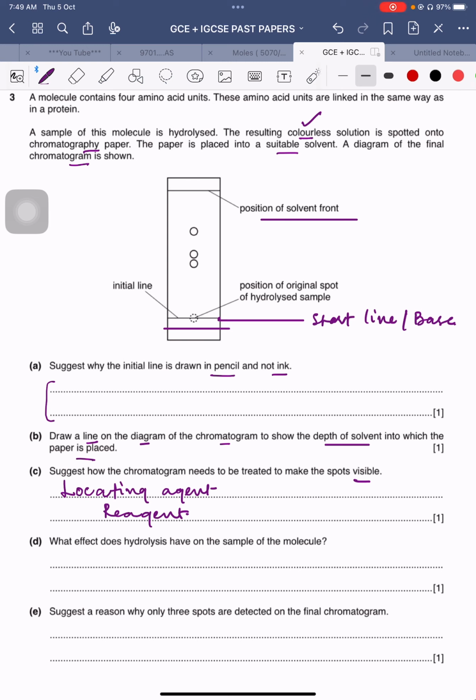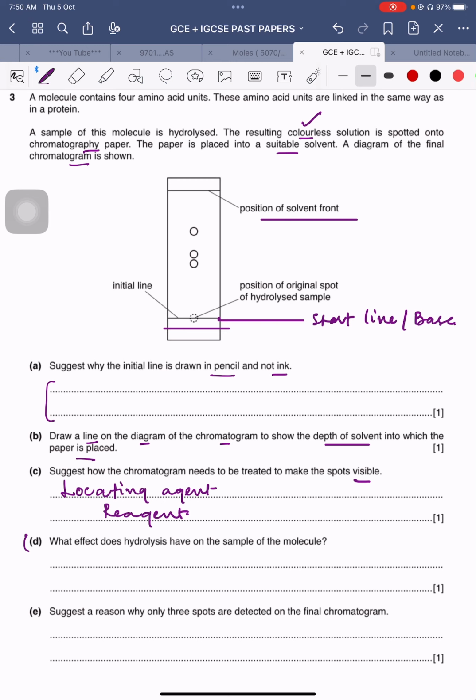What effect does hydrolysis have on the sample of the molecule? Currently this is not part of your syllabus, but it will be taught to you when we teach you the topic of polymer, inshallah. Right now, I'm just telling you that when hydrolysis happens to the molecule, as a result, the molecule will break up into its components.